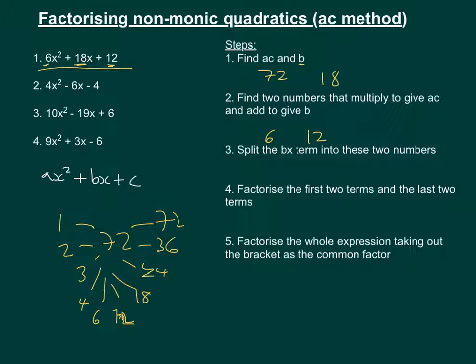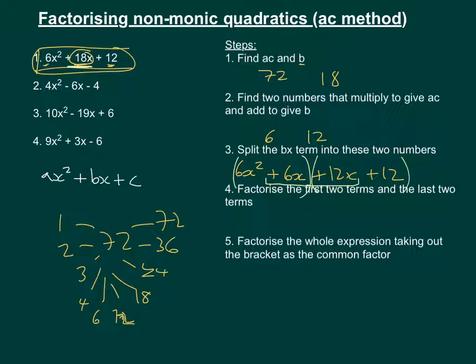And then it says split the bx term into these two numbers. So we're going to rewrite the whole expression, but we're going to split this term into 6 and 12. So we're going to write 6x squared plus 6x plus 12x plus 12. So the idea is that these two add up to make this 18 here. So we've just split it up into two separate numbers. Now we need to factorise the first two terms and the last two terms. So we're going to factorise these two terms, and we're going to factorise these two terms.